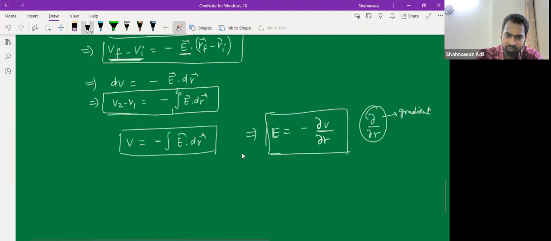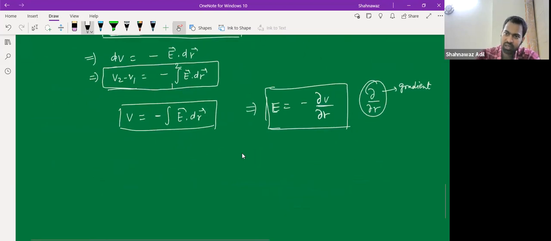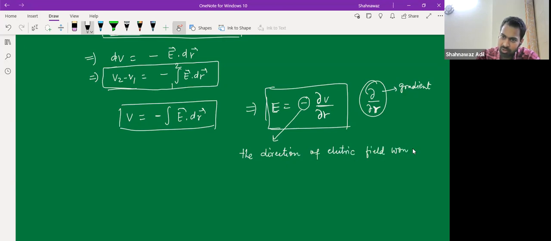Whenever we take the differentiation with respect to position, that is called gradient. And this minus sign represents that the direction of electric field would be from high potential to low potential.